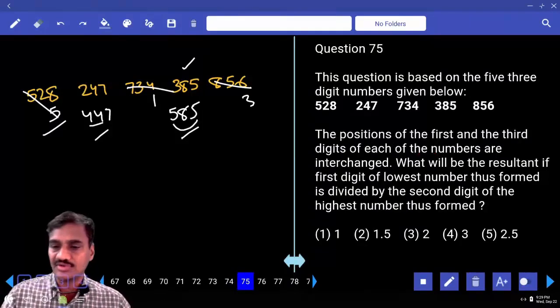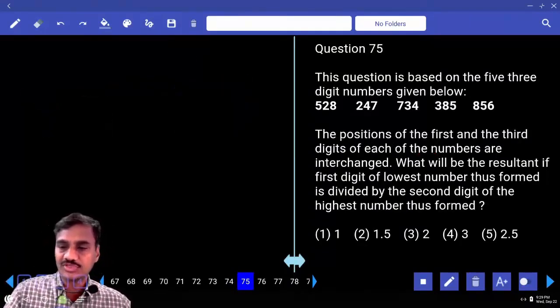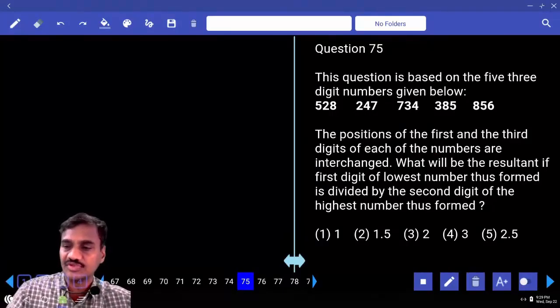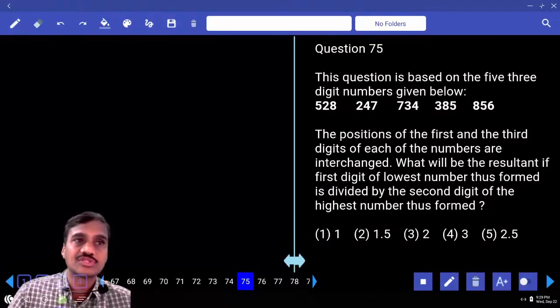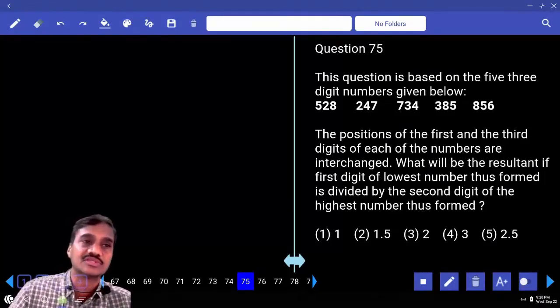74. Then 75. Now in this 75 the positions of the first and the third digits of each of the numbers are interchanged. First and the third are interchanged is nothing but the entire number itself is reversed. Then what will be the resultant if the first digit of the lowest number thus formed is divided by the second digit of the highest number?